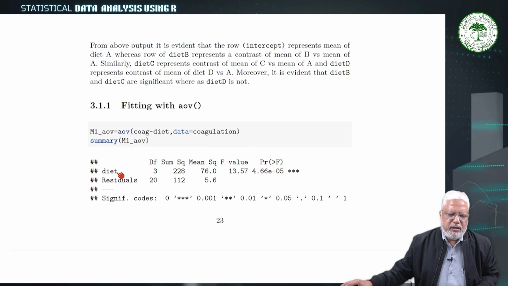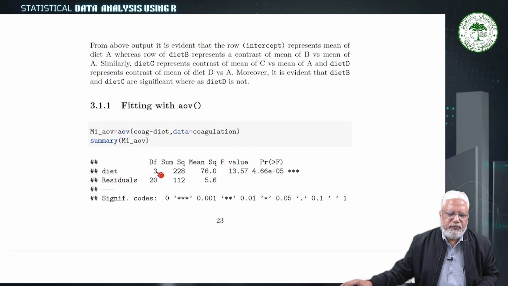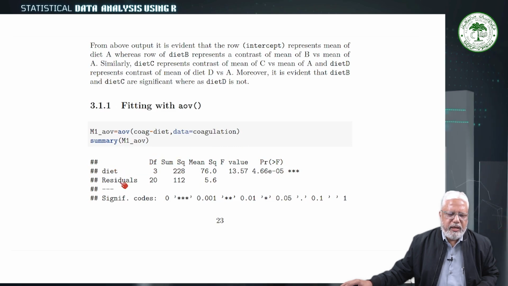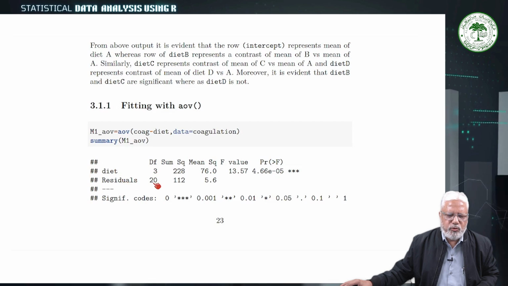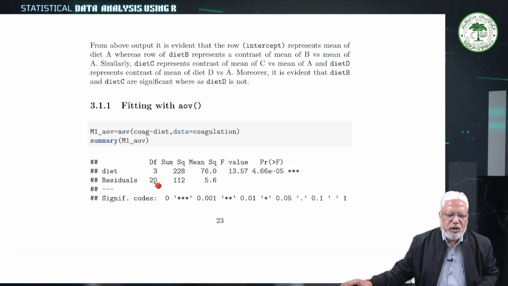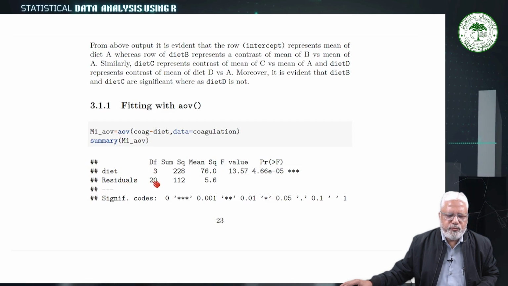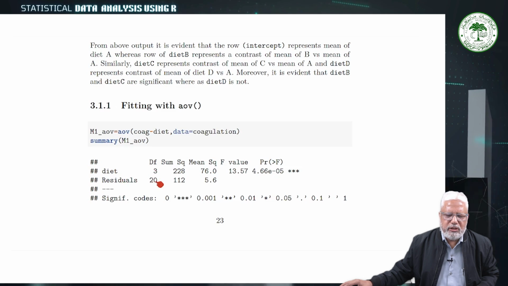Diet, there are 4 diets, so the degree of freedom is 4 minus 1, that is 3. Residuals, it is n minus 4. The total number of observations is 24 minus the 4 groups. So, it is the error degree of freedom, the residual degree of freedom.